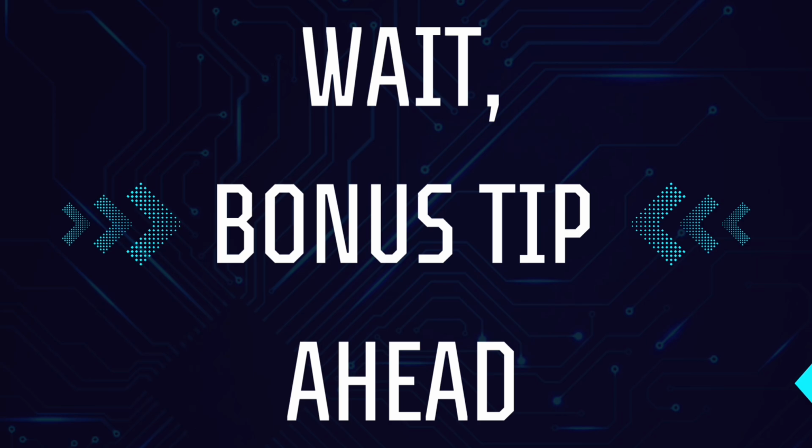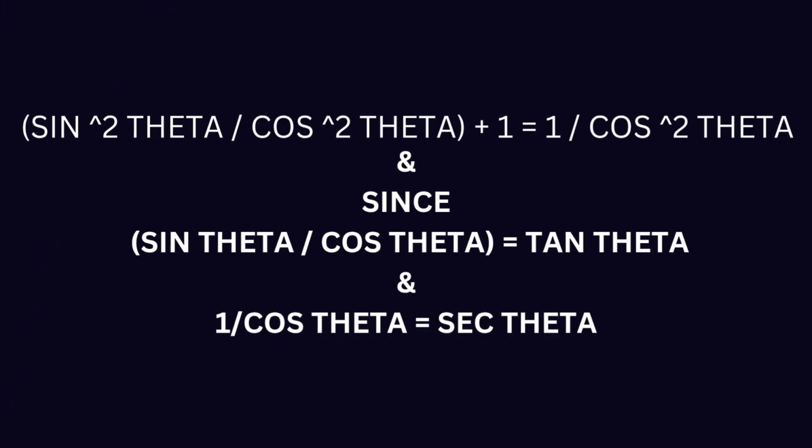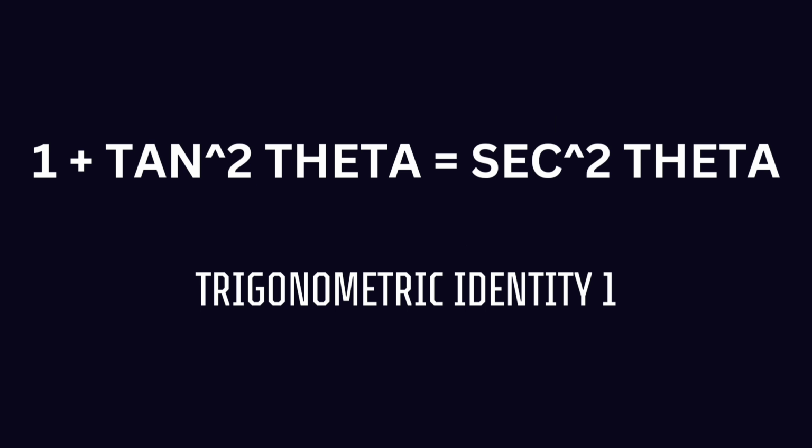The bonus tip of this video: we got sin square theta plus cos square theta equal to 1. Now divide by cos square theta on both sides. So sin square theta by cos square theta plus 1 is equal to 1 by cos square theta. Since sin theta by cos theta equal to tan theta, and 1 by cos theta is equal to secant theta, we get 1 plus tan square theta in the LHS is equal to secant square theta in the RHS, right?